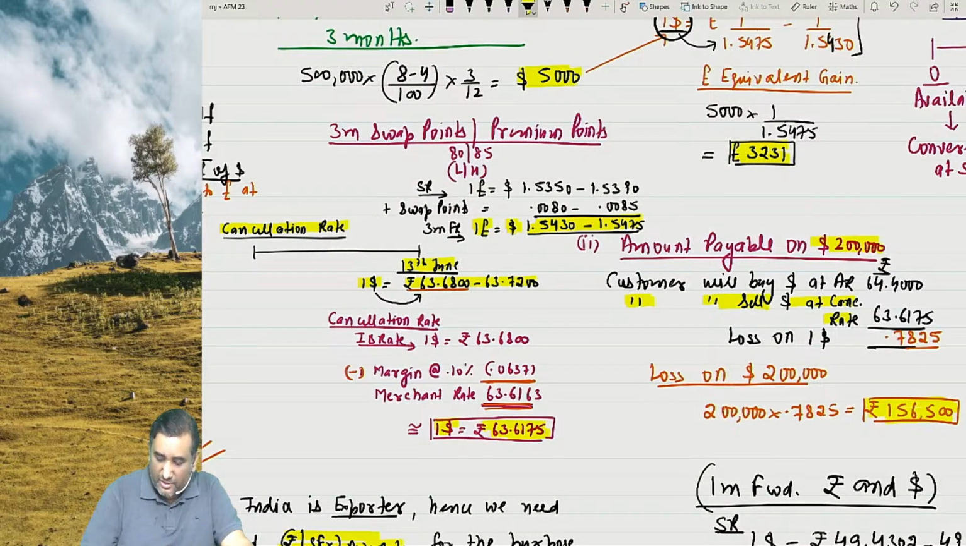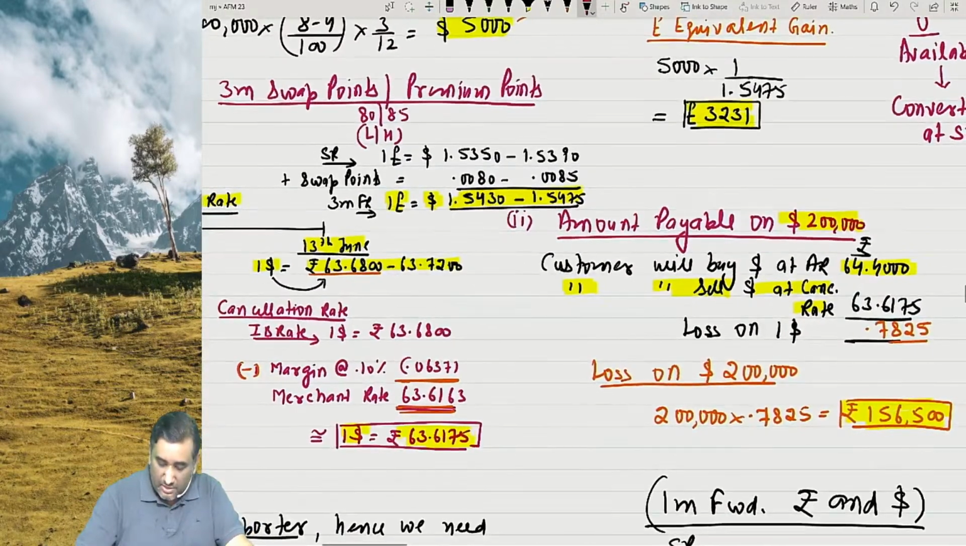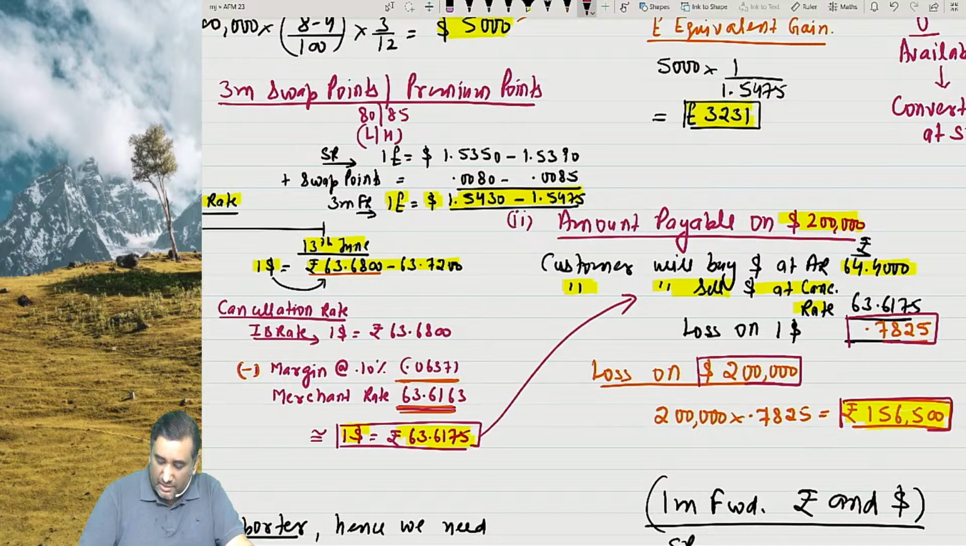We say the customer will buy dollars at the agreed rate, which was given in the question, 64.4000, and the customer will sell at the rate we have just calculated, 63.7825, and on $2 lakh, 156,500. This loss would be paid. These are the cancellation charges. They'll be paid when the contract is getting cancelled on 13th June. That is the first charge.